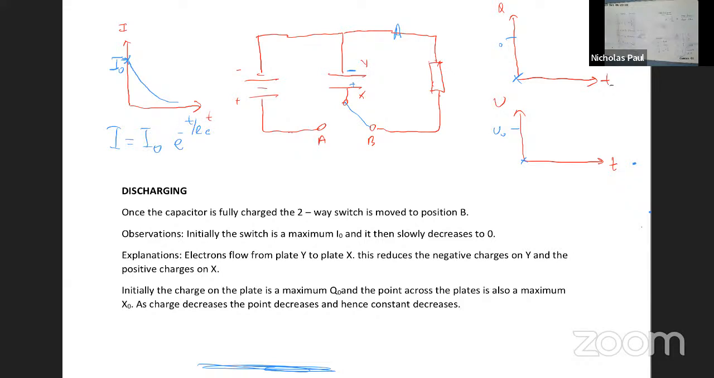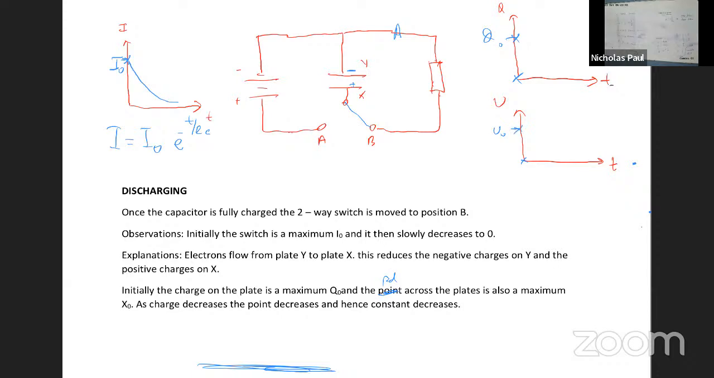That's okay? Brian, you okay with that? And here's why. The electrons flow from Y to X. This reduces the negative charges on Y and the positive charges on X. Initially, the charge on the plate is a maximum, so you will notice that it starts at Q naught. And the PD across the plate is also a maximum.